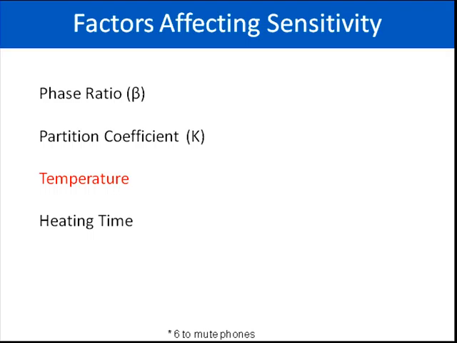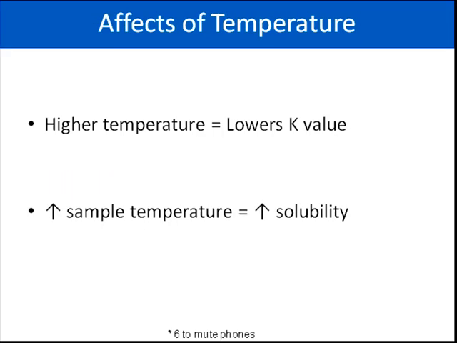So we talked about phase ratio and partition coefficients as an effect on sensitivity. Now I'm going to move into a little bit about temperature and heating time and how those can have an effect as well. Once again, we see this K value again. By increasing the temperature of the sample in the vial, it helps us to lower that K value. This can have a great effect on your headspace analysis. You're increasing the amount that's released into the vapor phase of your target analytes.